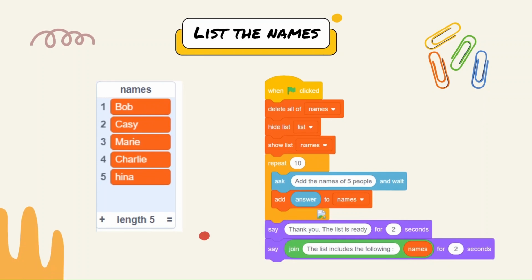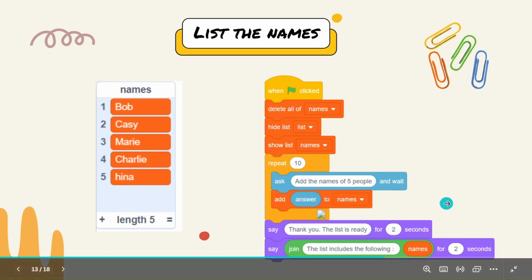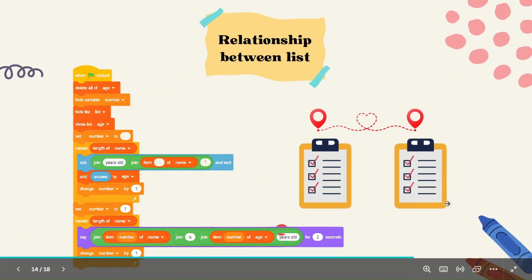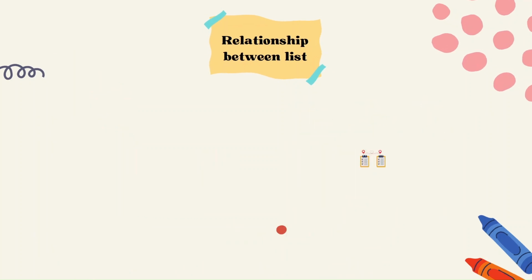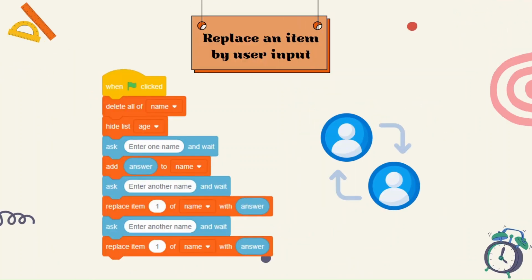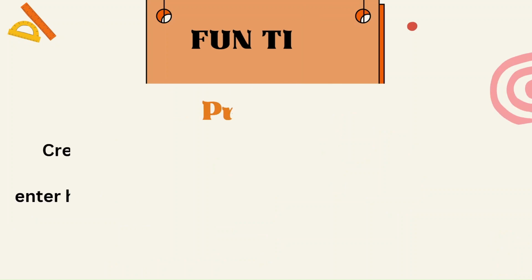Now how we can list the names. This is also quite similar. You will just repeat this block. Add the names of 5 people and then it will ask, we will add, and then the list will be ready. Now there's some other thing like relation between lists. If you are creating two lists, then how you can relate them. And then you have this replace an item by user input. If the user is entering something, it will also help to replace.